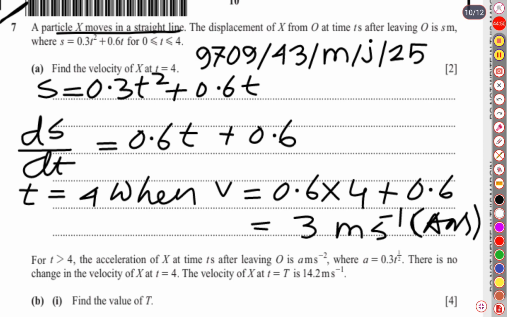Then B says for t greater than 4, the acceleration of x at time t second after leaving O is a meter per second square, where a is equal to 0.3 t raised to half. There is no change in the velocity of x at t equal to 4. The velocity of x at t equal to uppercase T is equal to 14.2 meter per second. Find the value of T. So we will have to find the value of T.